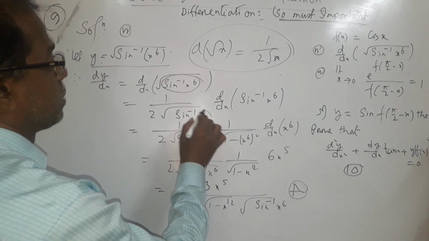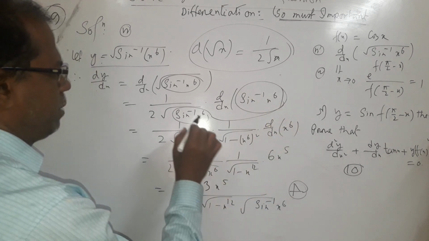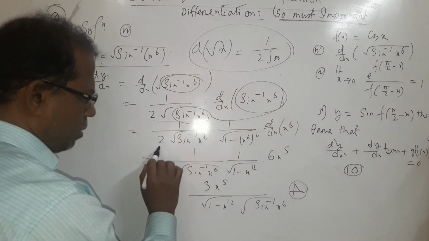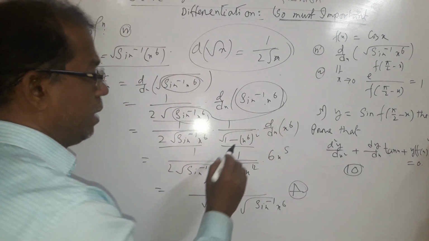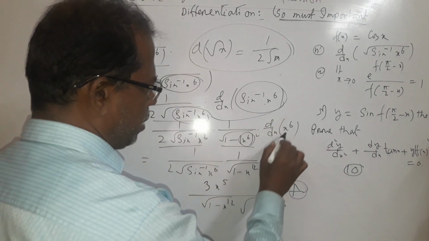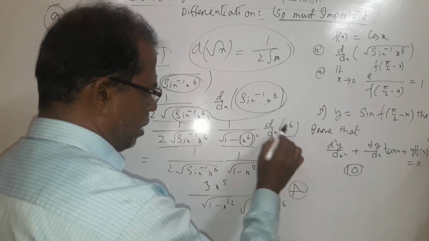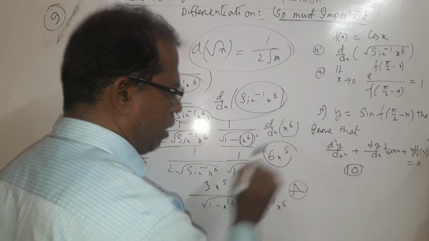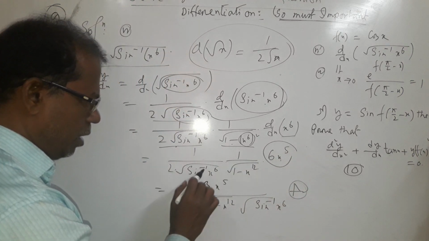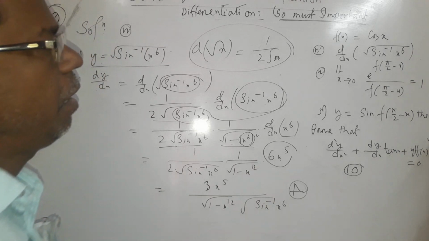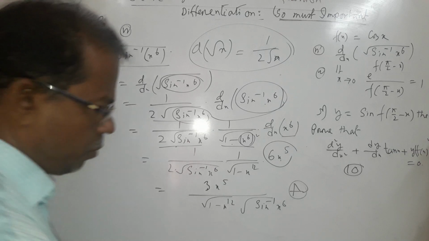Then the derivative of sin inverse x, and this rule applies. The derivative of x to the power 6 is 6 x to the power 6 minus 1, that is 5, then 6 and 2 is 3, so 3 x to the power 5, and this is the result. It's the easiest thing and an easy process.